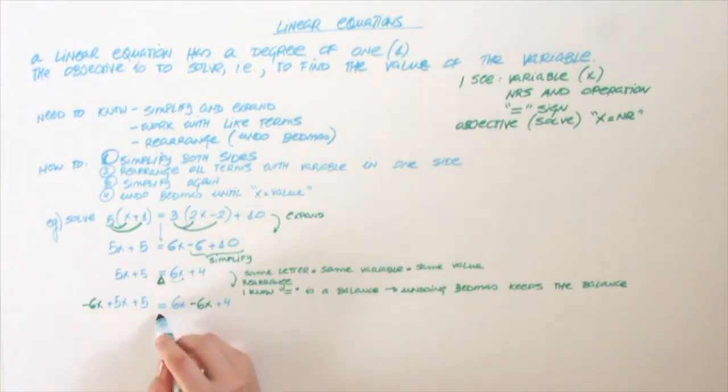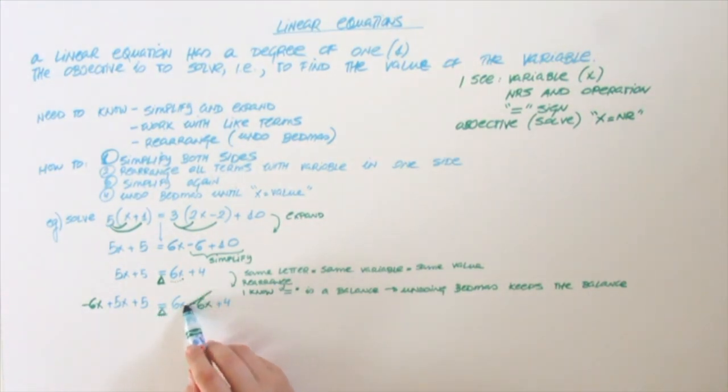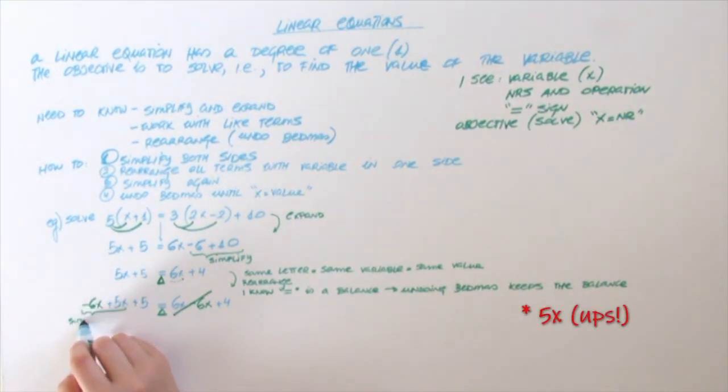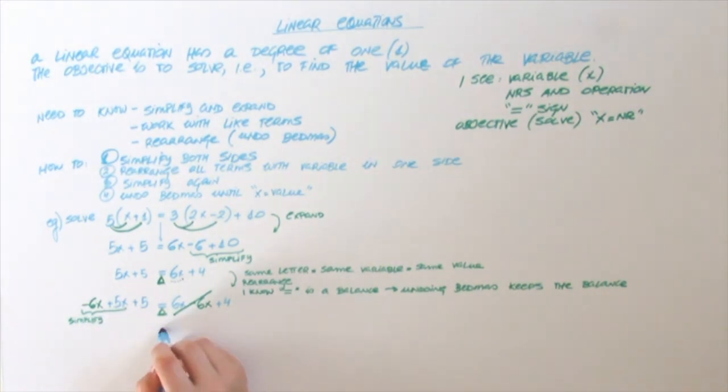So now I can again simplify, combine like terms. This is a 0, and in this side, minus 6x plus x, that is minus x. After that, I'm left with minus x plus 5 equals plus 4.